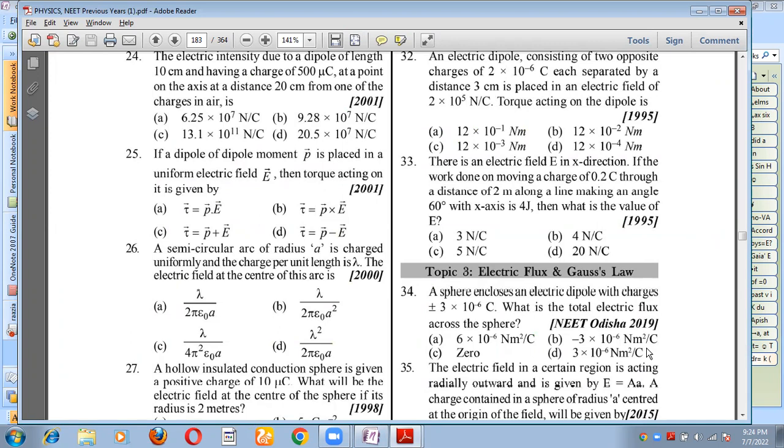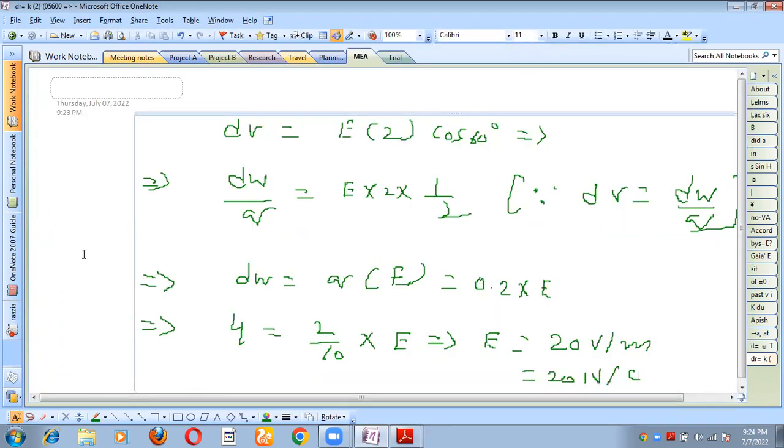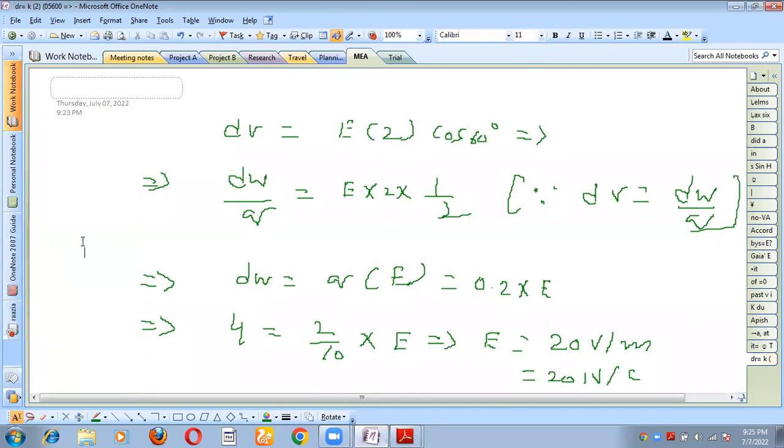This one is a NEET question. It was asked in 1995. So has everyone understood this? How we find the electric field? Anyone having any doubt? No, sir.